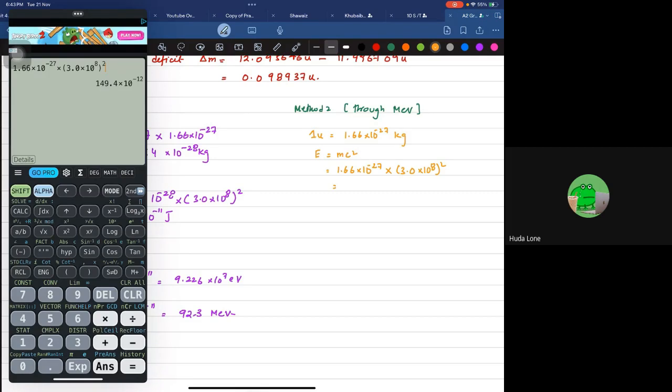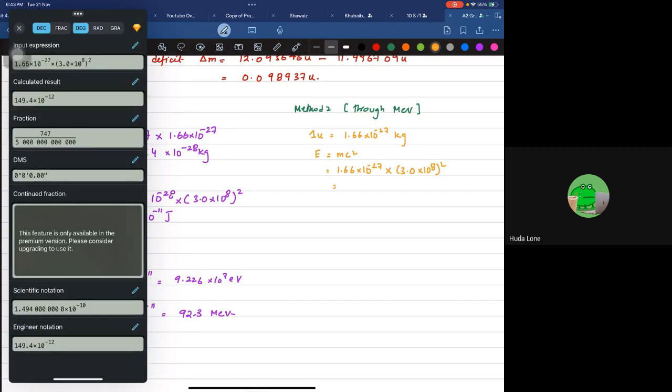So this is going to be 1.494 times 10 raised to power minus 10 joules. Then you can convert it to mega electron volt. And if you do so, energy in MeV is going to be 1.494 times 10 raised to minus 10 divided by, you can simply do 1.6 times 10 raised to minus 30.